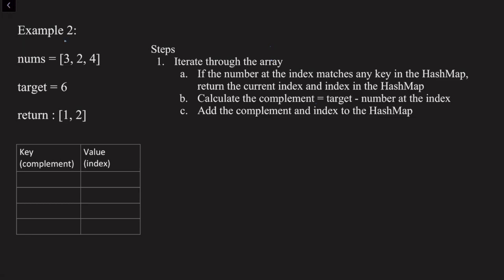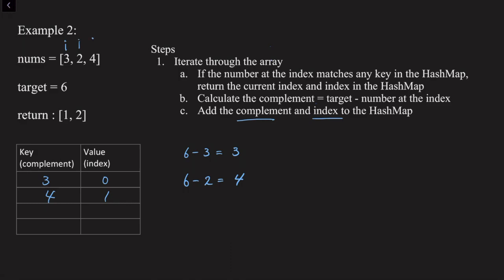So we're going to start from the beginning of the array, and the hash map is empty, so we're going to calculate the complement, which is target minus the number, for 3. So we're going to add the complement and index to the hash map, so 3, and we are at index 0. And next we're going to check 2. So does number 2 exist in the hash map in the keys? No, it does not. So we're going to calculate the complement again, which is 6 minus 2, 4. So we're going to add the complement 4 and the index 1 to the hash map.